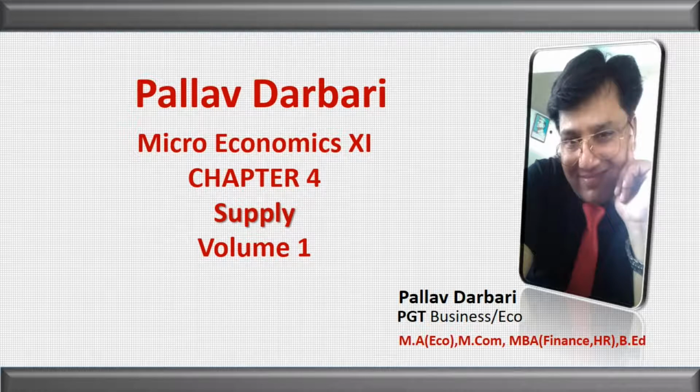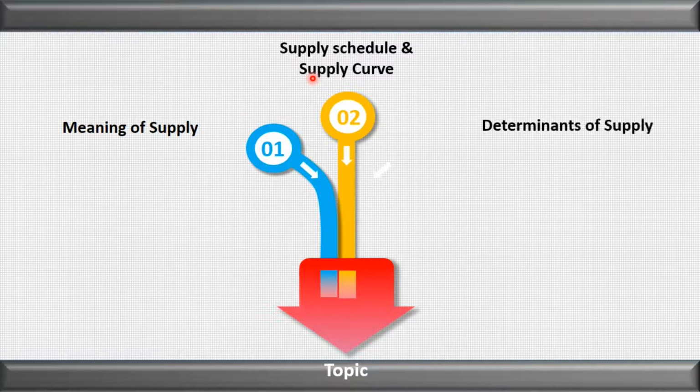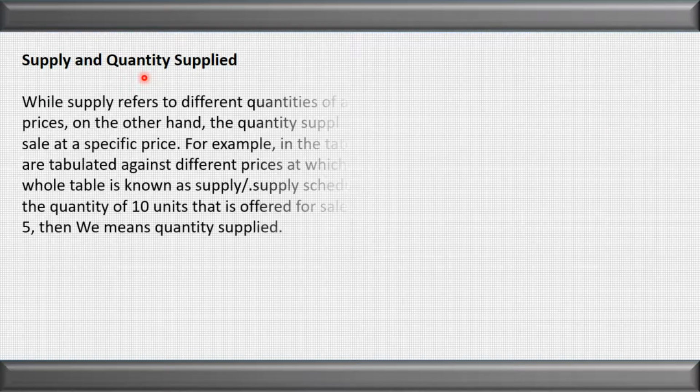Chapter 4 Microeconomics Class 11th Supply. This is the first volume of the chapter Supply. In this video we will discuss the meaning of supply, supply schedule and supply curve, and the determinants of supply. Let us see the meaning of supply.